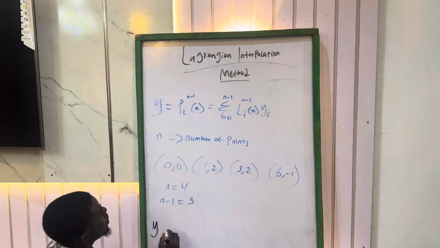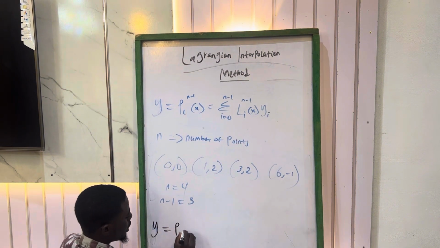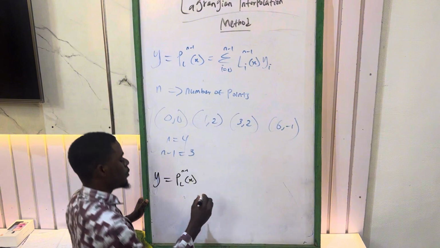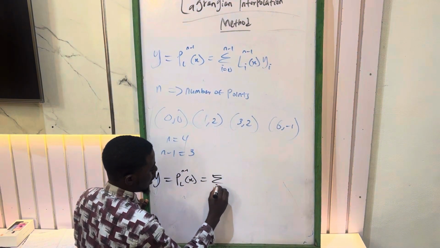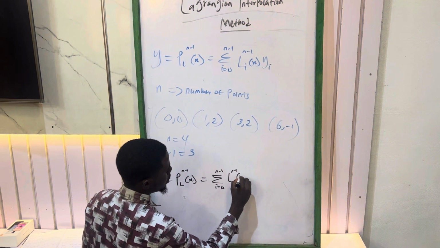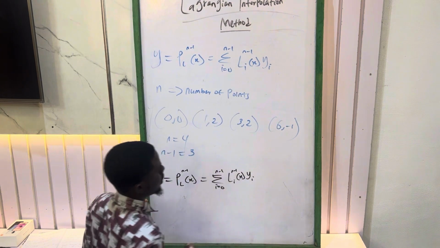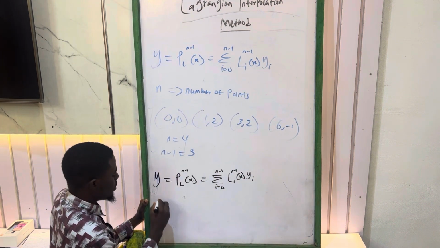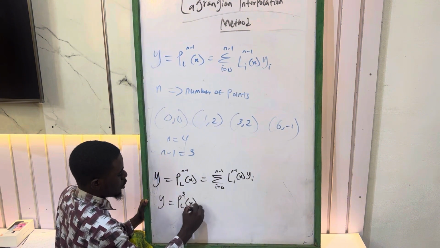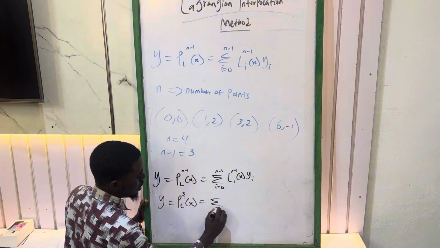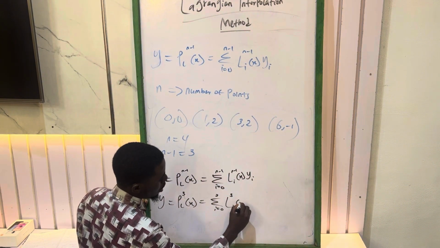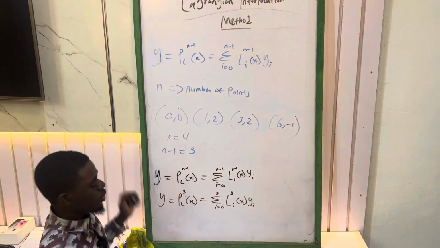y is going to be equal to P subscript n minus 1, that is from the equation above, which is a function of x, which is also equal to the summation from i equals 0 to n minus 1 of L subscript i, n minus 1, which is a function of x, times y_i. So very good, since our n minus 1 is equal to 3, y, simplifying further, is going to be equal to P_3, which is a function of x, equals the summation of i from 0 to 3 of the Lagrangian L_i to the third power of x, then y_i.